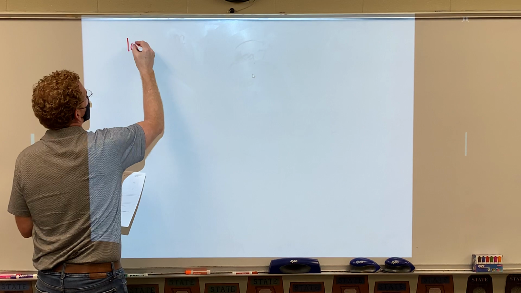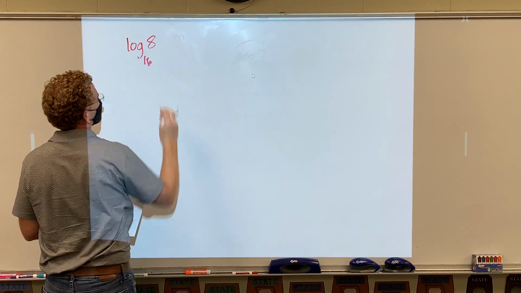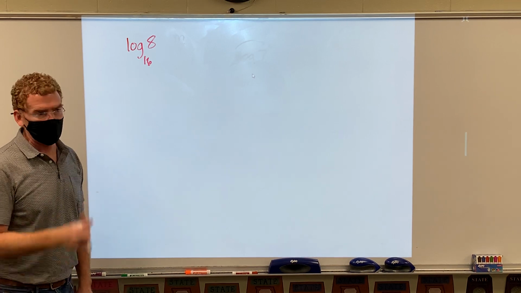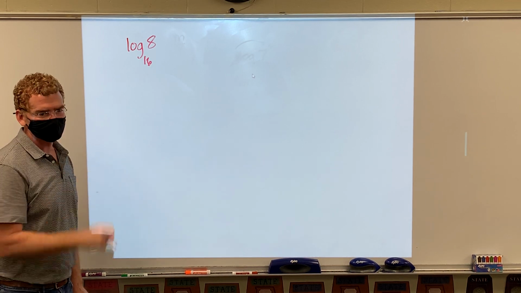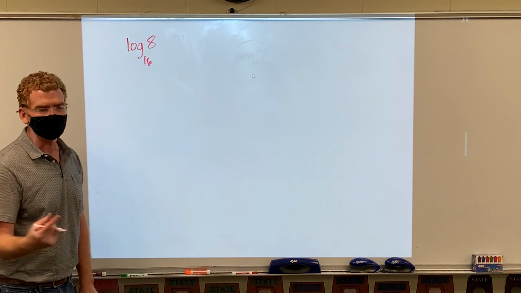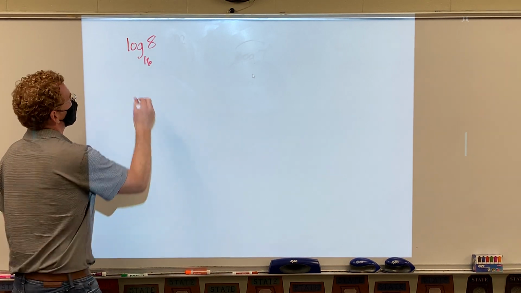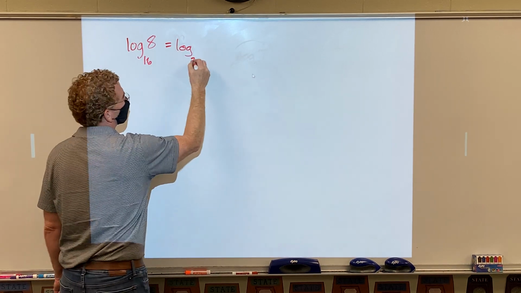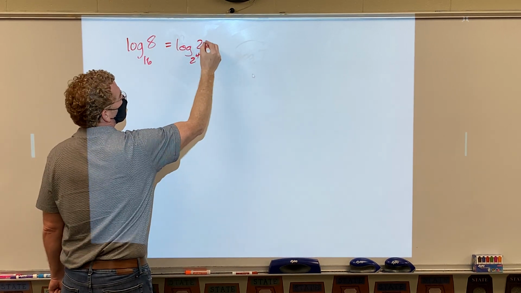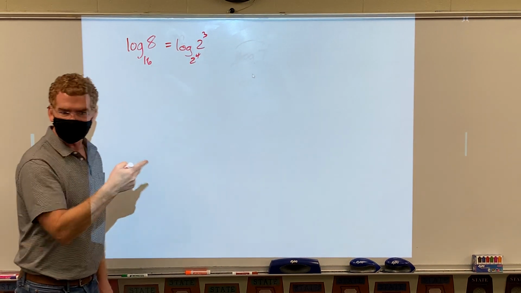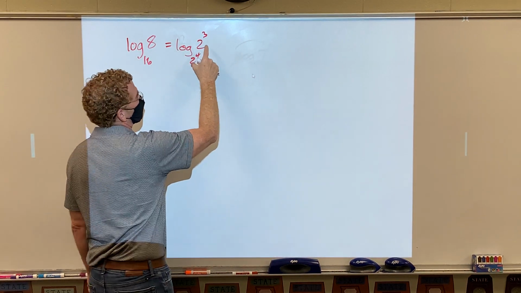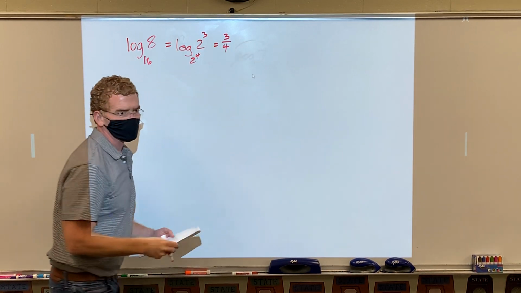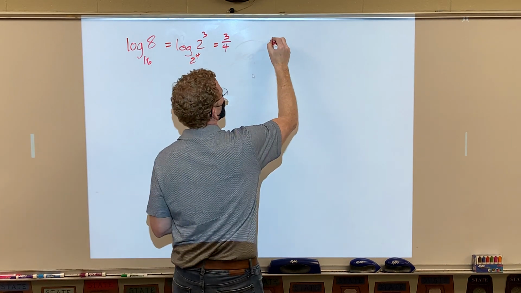So help me out. Log base 16 of 8. Do not say 1/2. Okay, I see that all the time. That's not a log rule. That's algebra 2.7 or something. What is this? So that could be a 2 to the 4th. The 8 can be a 2 cubed. And you see how you're forcing it into a rule? Now that my bases match, what do I end up with? 3/4.